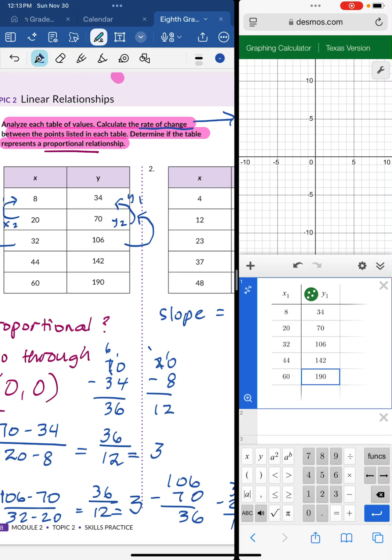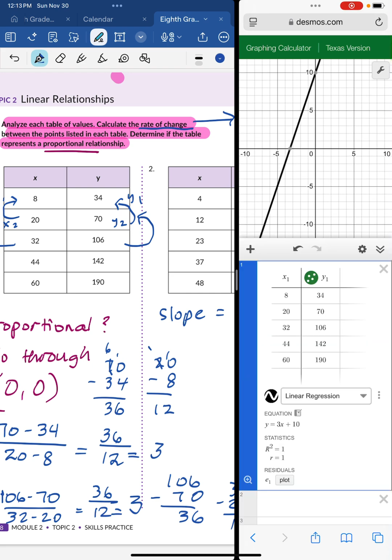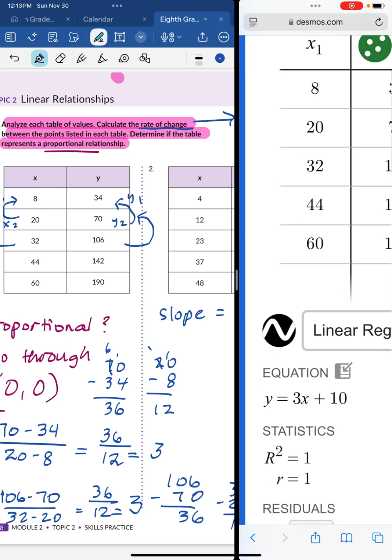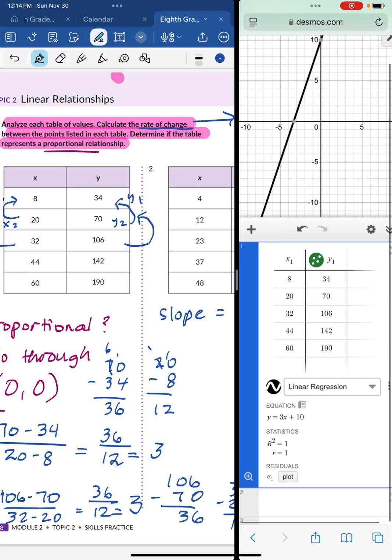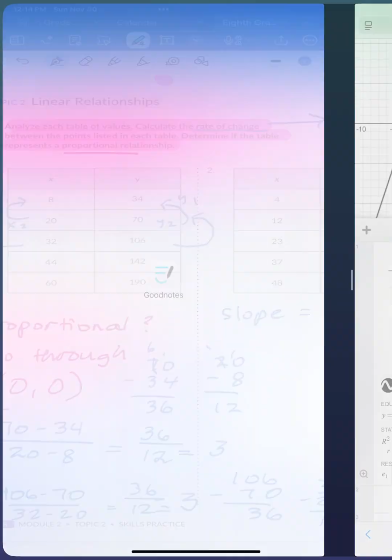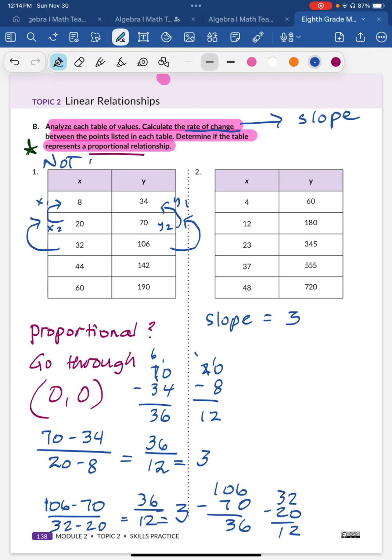All right, let's graph it. Press this right there. I can show you. Does it look like it goes through 0? No, it doesn't. And look at your equation, y equals 3x plus 10. We got that slope of 3 and the y-intercept is 10. So if it's not (0, 0), then it is not proportional. So this one is going to be not proportional.